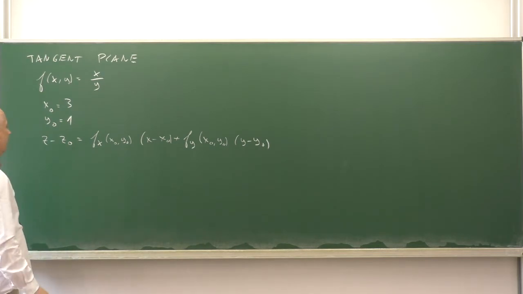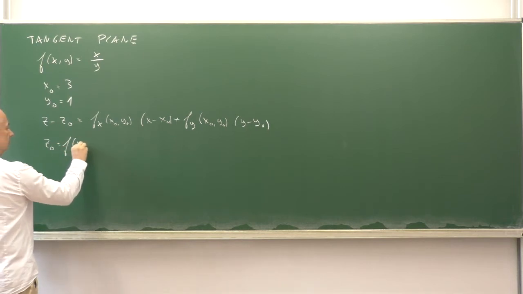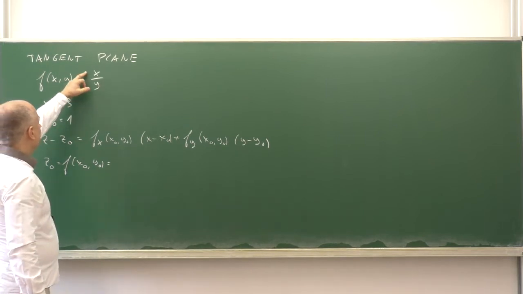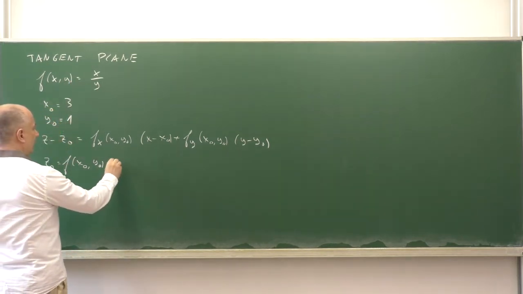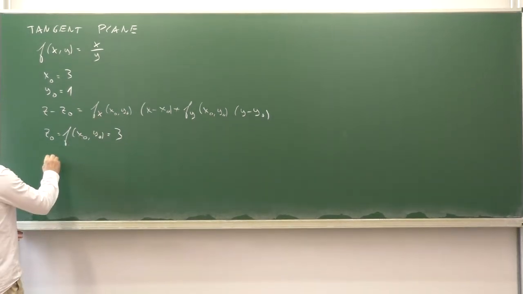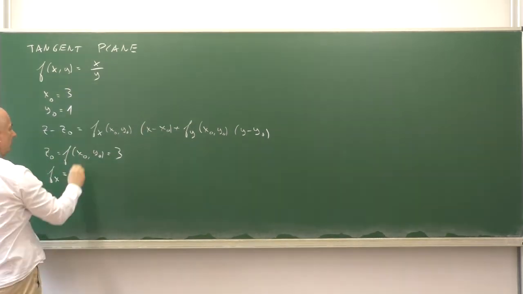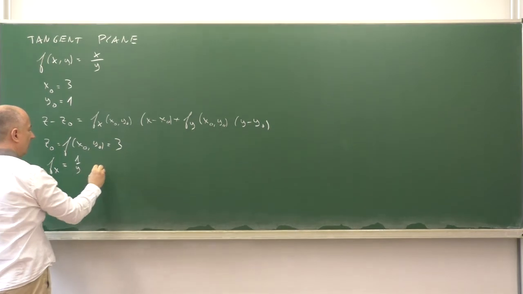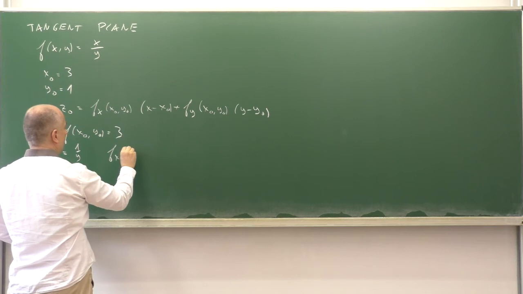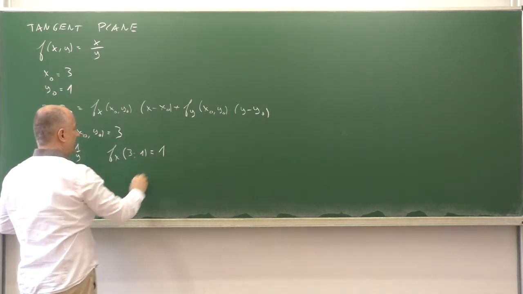So first we need z0, which is the function value. In this case, this is x divided by y, 3 divided by 1 is 3. Then we need the partial derivatives. So the partial derivative of f with respect to x is 1 over y. So the partial derivative of f with respect to x at the point 3, 1 is 1 over 1, which is 1.